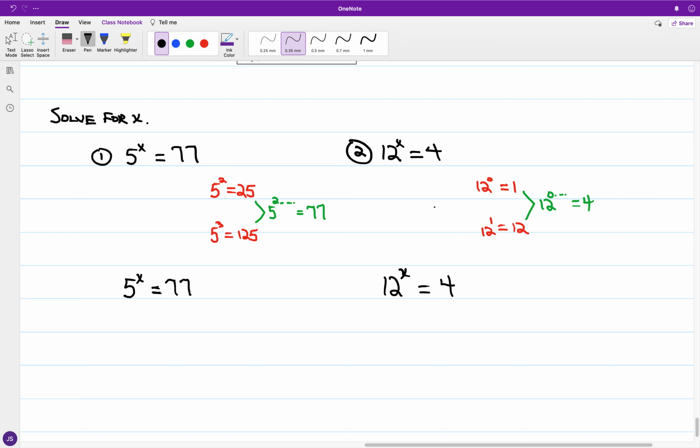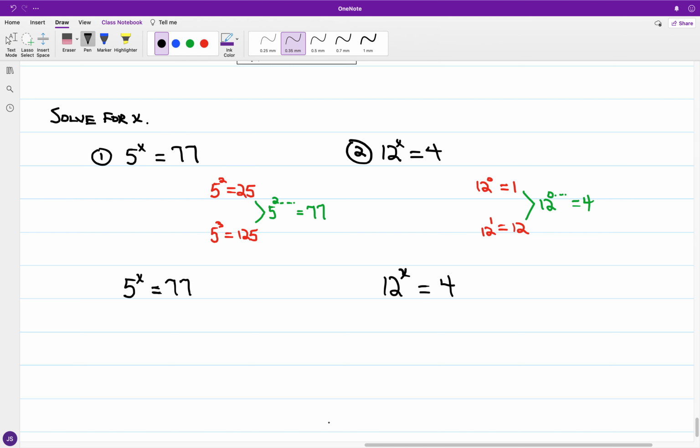Whereas in the case of 12 to the x is equal to 4, now again, 12 to the 0 is equal to 1. And 12 to the first is equal to 12. And 4 is between 1 and 12. So one would anticipate that the power to which 12 is raised is going to be a number that is positive but less than 1. And so just looking at what we have in the setup.